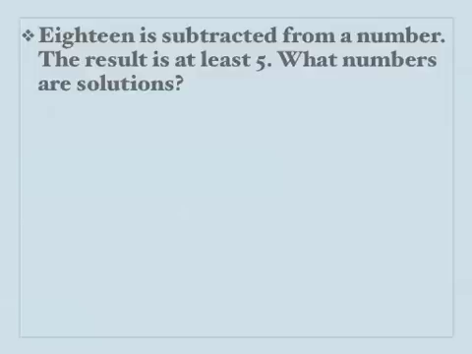The next example says 18 is subtracted from a number. The result is at least 5. What numbers are solutions? Take that first statement. It says 18 is subtracted from a number, which means we're going to start with a number, and then 18 is going to be subtracted from that. So I can write that sentence as x minus 18. Now you could have used a different variable, that would be fine.